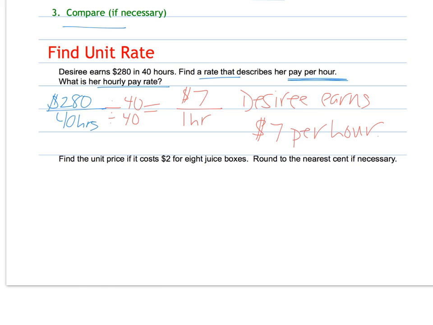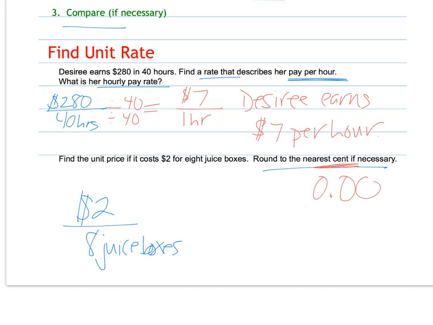Here's another one, and notice the rounding. So find the unit price if it costs $2 for 8 juice boxes. So we're looking at $2 for 8 juice boxes. Notice we have a larger number in the denominator than the numerator, meaning we're probably going to have less than $1 per juice box. It's not going to cost very much, and that's okay. Nearest cent, remember cent per cent, it means 100. So when they say that, when you write money like this, we want to round and stop there.